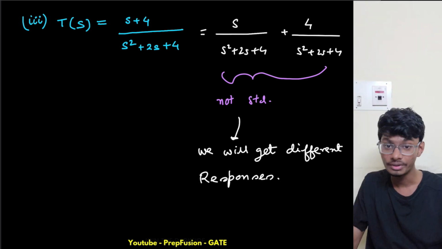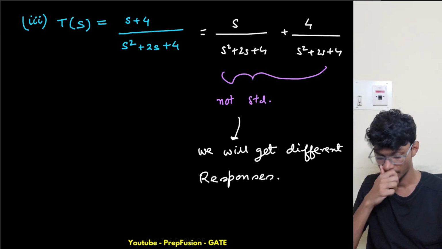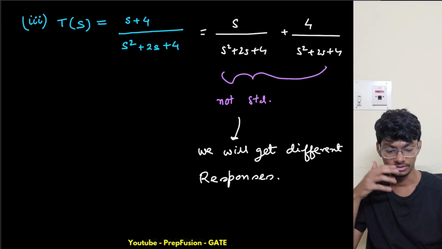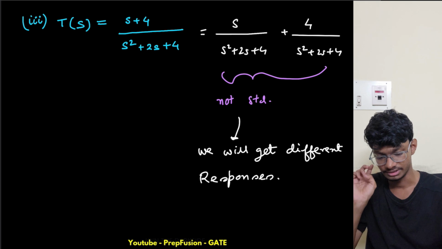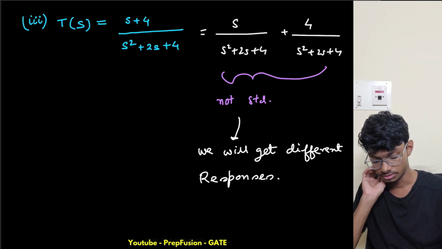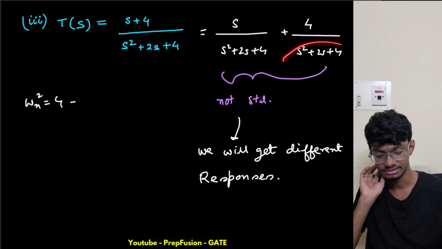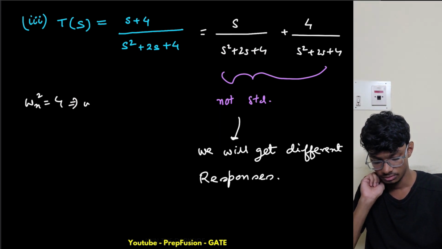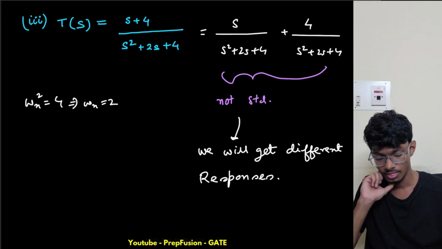But what is the omega n and zeta? Tell me, what is the omega n and zeta? Is it 2.5 or is it something else? So in this case, omega n and zeta are the same. So omega n square equals 4, because this is my characteristic equation, which is not changing. So omega n equals 2, and what is my zeta?